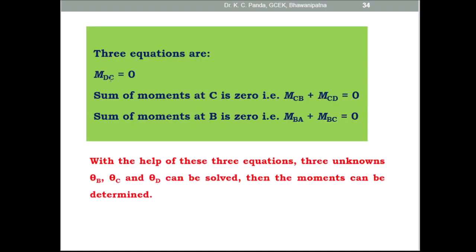The 3 equations are MDC is equal to 0, sum of moments at C is equal to 0, MCB plus MCD is 0, and sum of moments at B is 0, MBA plus MBC is 0. So with the help of these 3 equations, the 3 unknowns theta B, theta C and theta D can be solved, then the moments can be determined.